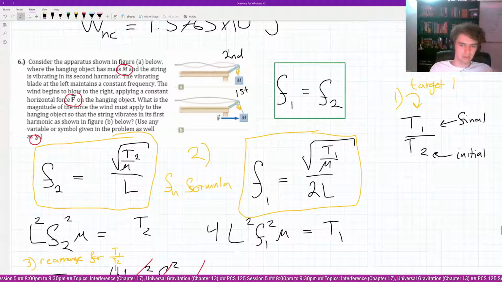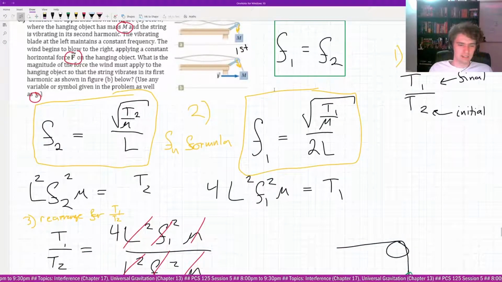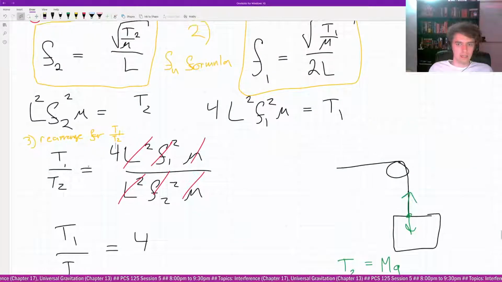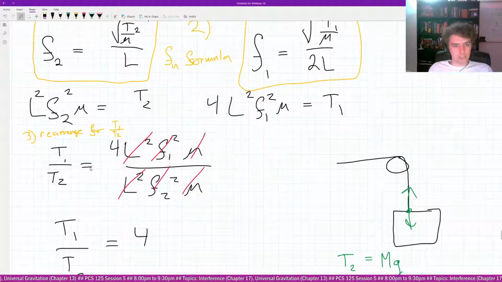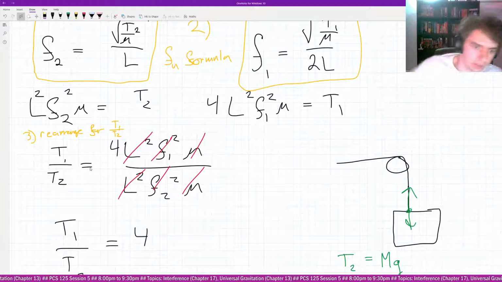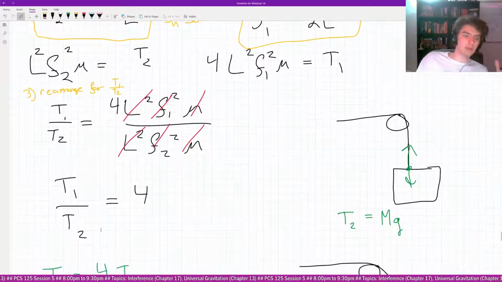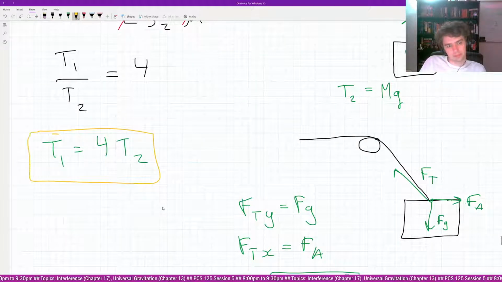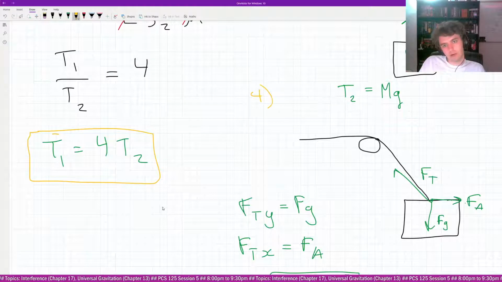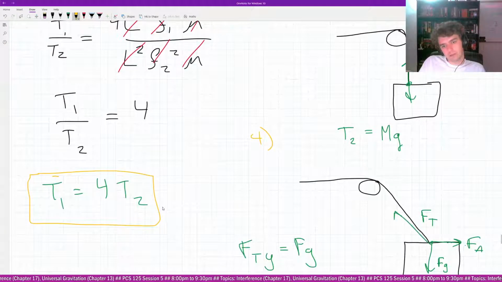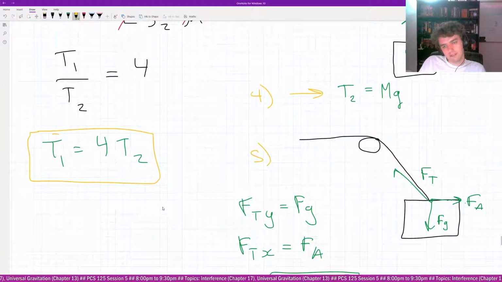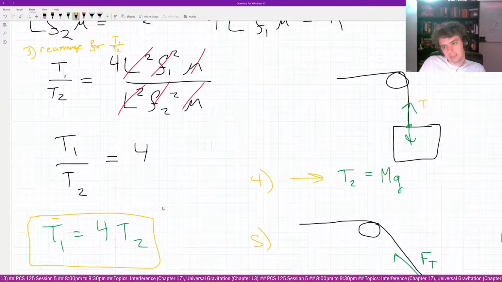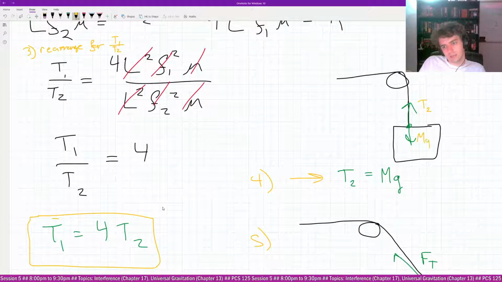It's a little weird how I have to say it, but I don't really know a better way to say it. So hopefully that makes sense. T1 is with the first harmonic. T2 is with the second harmonic. So I rearrange both for T1 and T2 separately, and then I take the ratio. So I get that T1 is 4 times as big as T2. Okay, so I get this equation right here. Then step 4 is find this equation. Step 5, T2 is mg for the first situation. This is T2, this is mg.